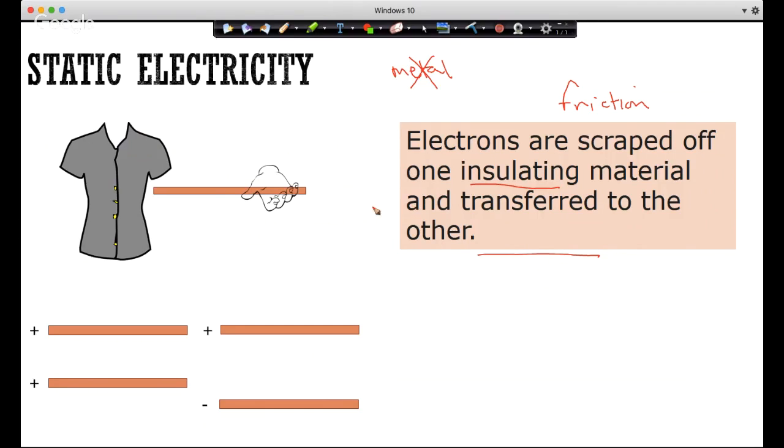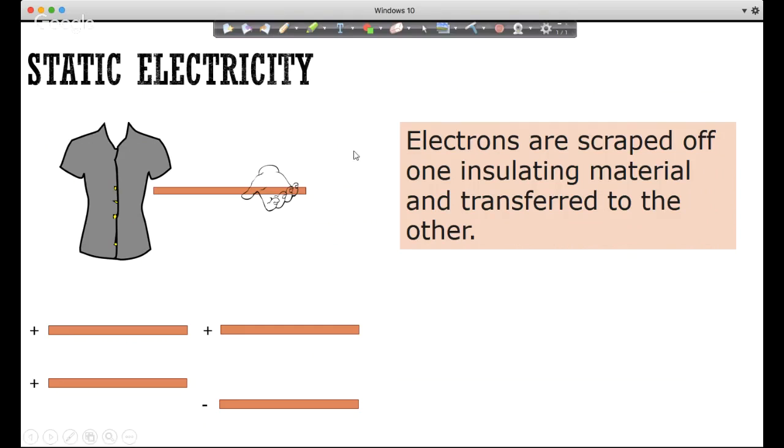So it has to be an insulating material, and it's friction that causes the movement of electrons from one to the other. Now, electrons are going to appear on the rod over here, and we're taking electrons away from this clothing, so the clothing overall, weirdly, is going to seem like it's covered with positive charges. We know it's not really, but if you've stolen all of the electrons, what's going to be left behind is your positive charges.